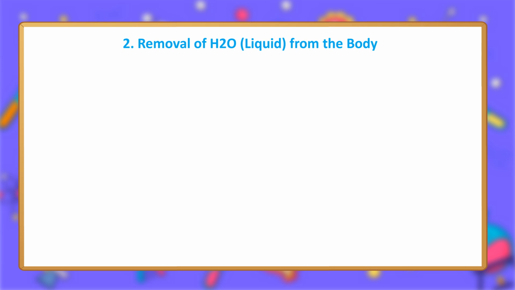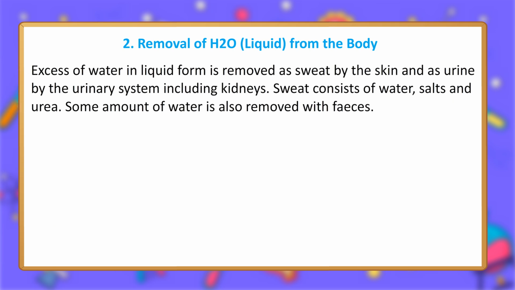2. Removal of H2O, liquid, from the body. Excess of water in liquid form is removed as sweat by the skin and as urine by the urinary system including kidneys. Sweat consists of water, salts and urea. Some amount of water is also removed with feces.